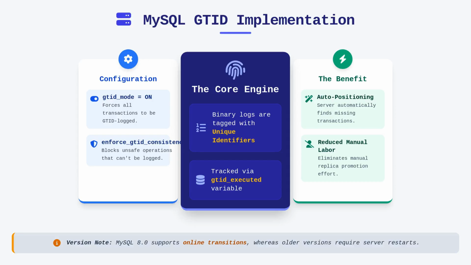These identifiers are stored in the gtid_executed variable, which represents the set of all transactions that have been applied. By tracking this set internally, the server can automatically determine the missing transactions needed by a replica. This auto-positioning capability removes the manual labor traditionally required during replica promotion.